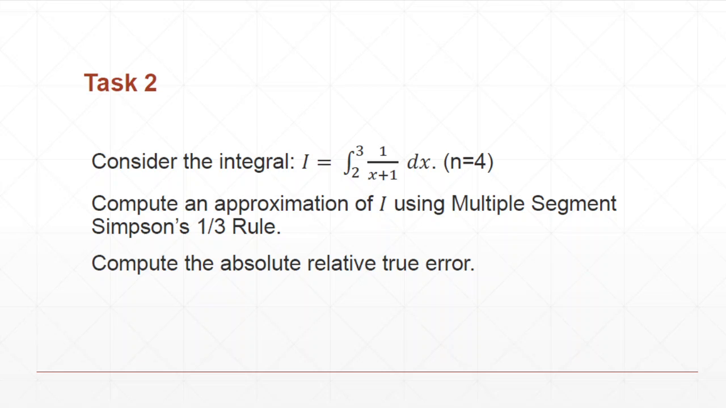Now let's start working with task 2. Here we are given an integral and 4 segments to work with. So we have to compute an approximation of the integral here using multiple segment Simpson's 1/3 rule.